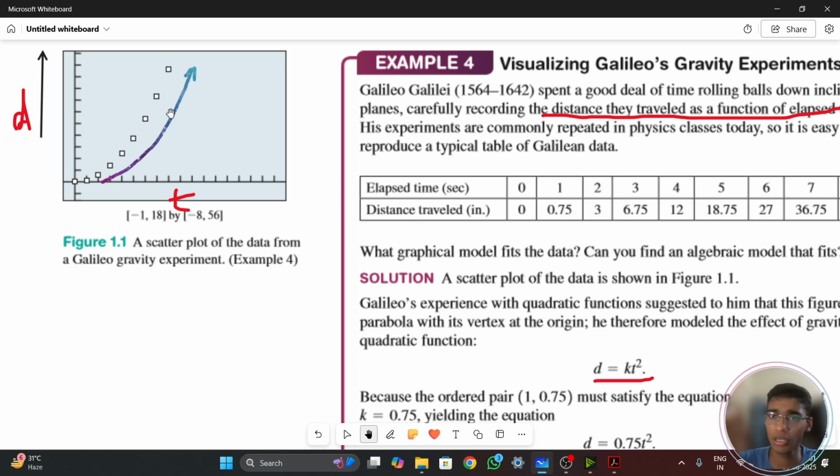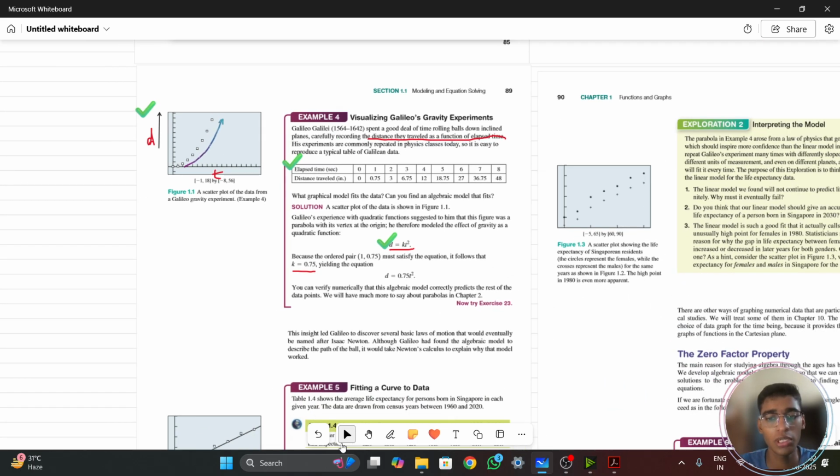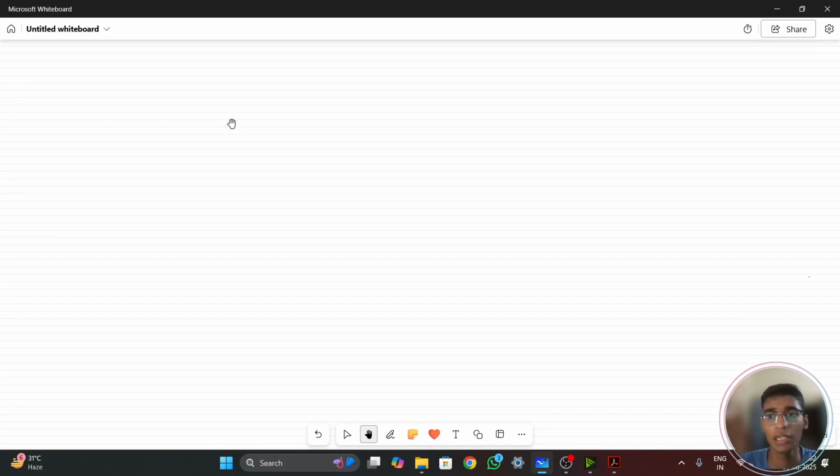You have plotted this into a graphical model. So this is the best example of a mathematical model, where you actually have a numerical model, an algebraic model, and a graphical model. This is all what they want to tell you in the starting, that these are the things.